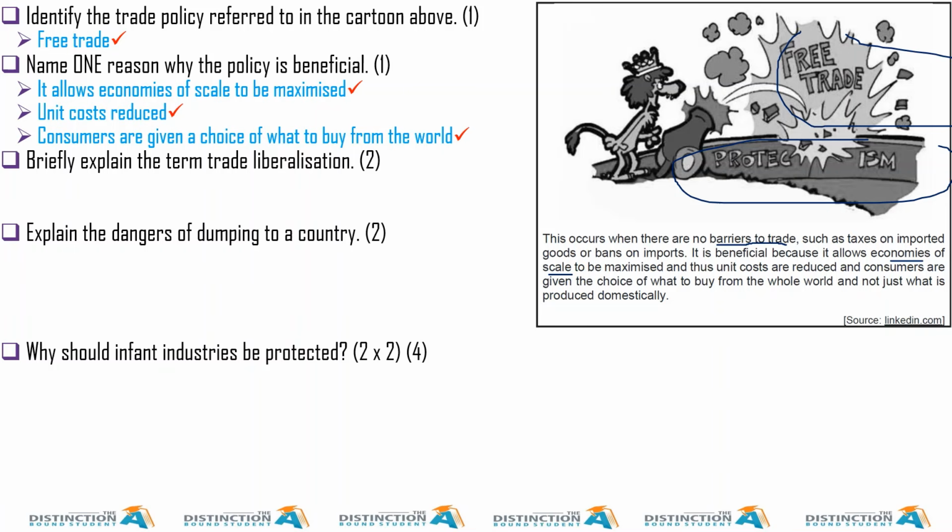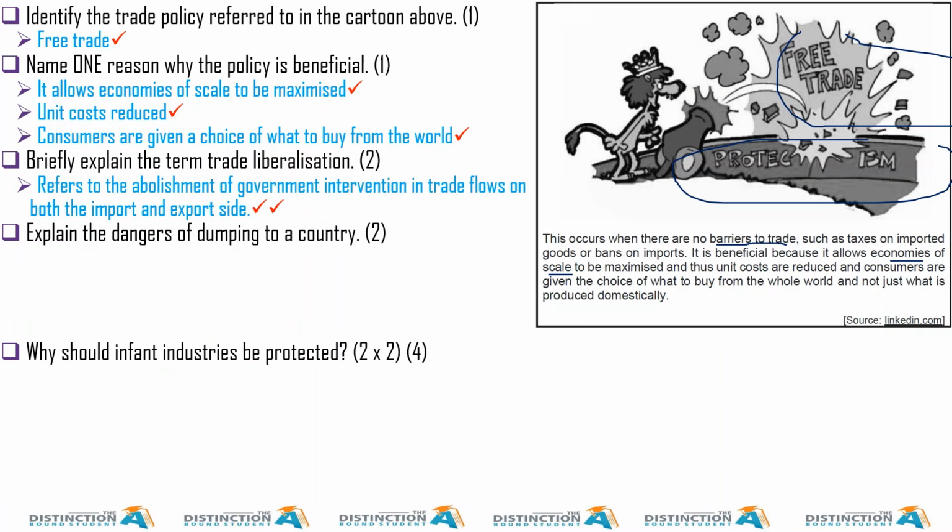Briefly explain the term trade liberalization. So the word liberty, everyone knows what it means. So this refers to the abolishment of government intervention in trade flows on both the import and export side. So that is liberty as far as trade is concerned.